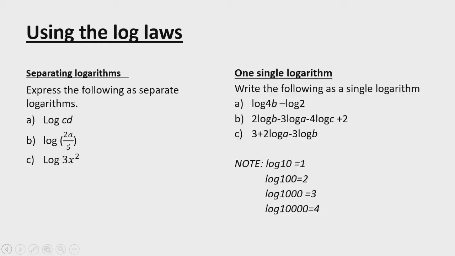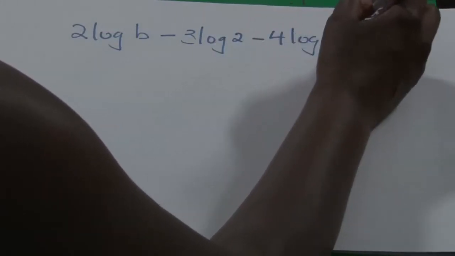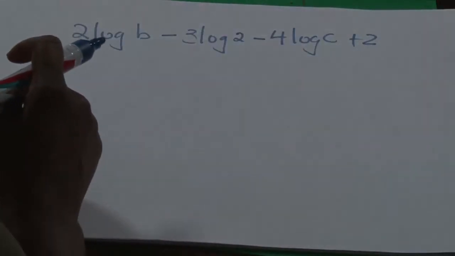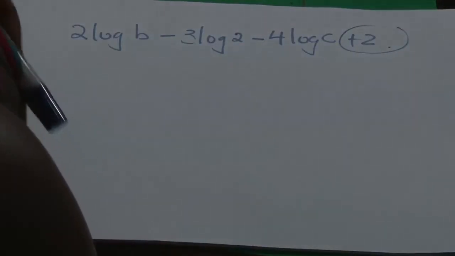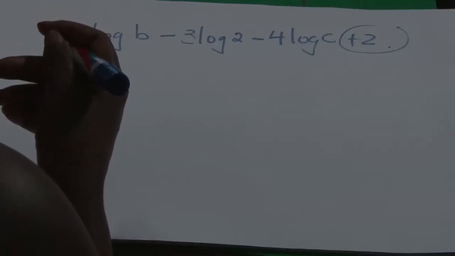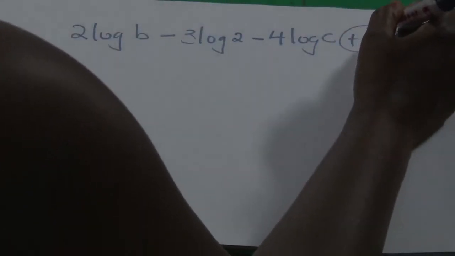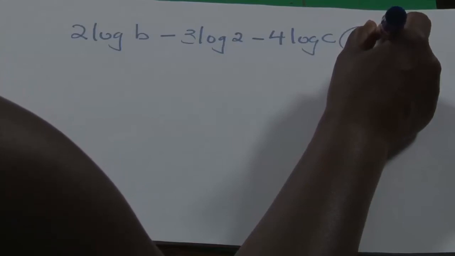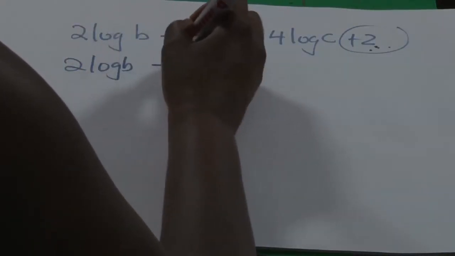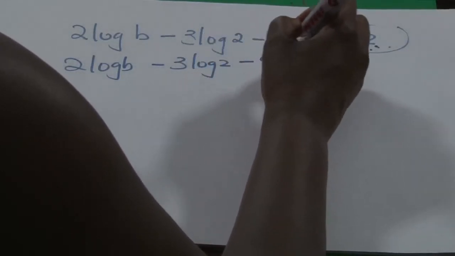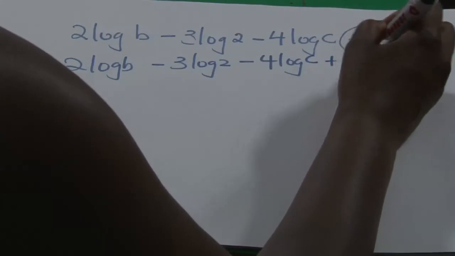Let's take b. We have 2 log b minus 3 log a minus 4 log c plus 2. How can you write this as just a single logarithm? We don't want to see these lots of logs. One thing you must notice is the number 2. You have to write it as a log as well. Which log can give us 2 as the answer? It's only log 100 that gives us 2 as the answer. So I can write this as a log as well. So it becomes 2 log b minus 3 log a minus 4 log c plus log 100.